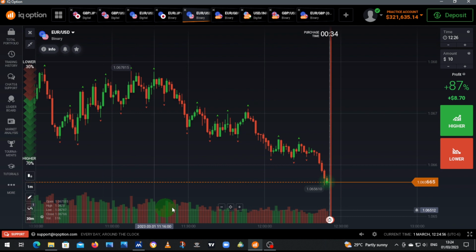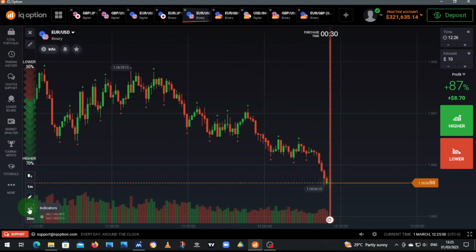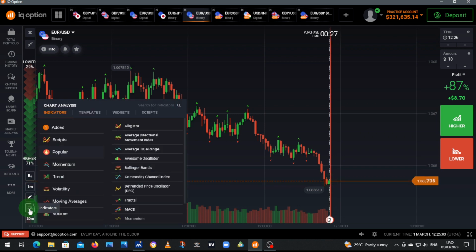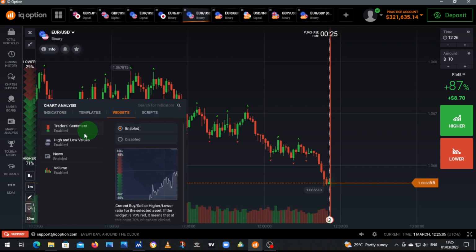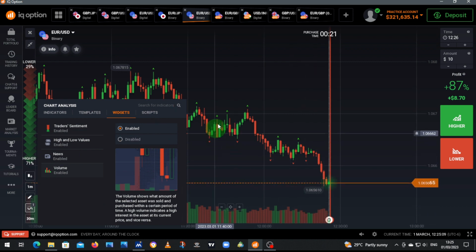The volume, as you can see here, we only get this volume with the live markets. In order to add that volume, you go to indicators and then you go to widgets, and then you click on volumes and you enable, and then you can get this one here. All right, that's how you get that.